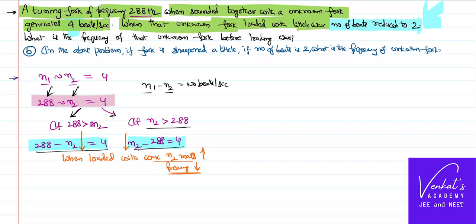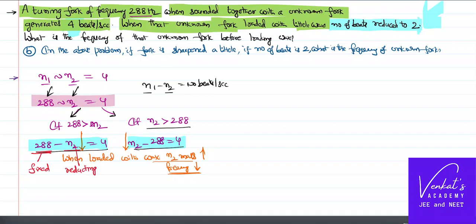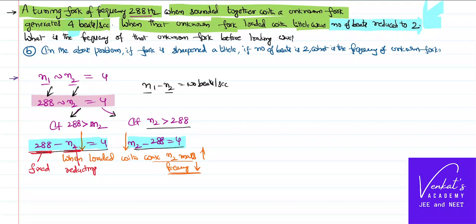In this mathematical equation, there are two terms. You are keeping the first term fixed and you are reducing this as you have loaded with wax. So in any mathematical equation, if you keep the first term fixed and reduce the second term, the difference between them has to increase, isn't it? For example, 1000 minus 400 is equal to 600. Now you keep 1000 fixed, you reduce this 400 to 300. Now it becomes 1000 minus 300, it becomes 700.